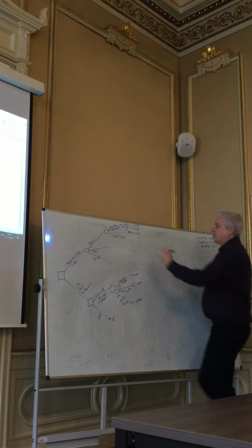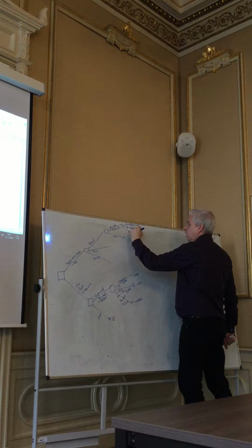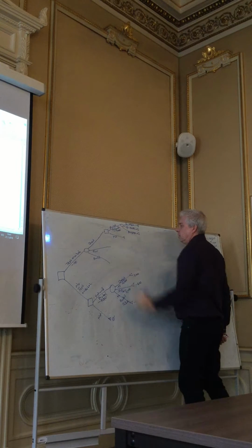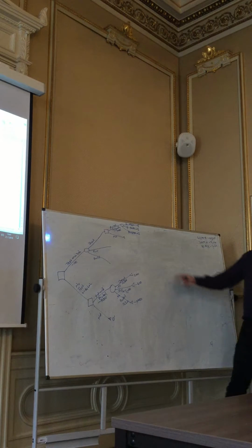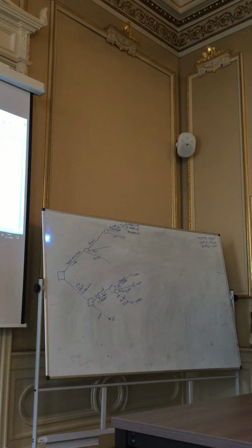Okay, and we know the payoffs here, right? 10,800, 5,400, 1620. We know this is minus 7,000, right? In essence, this tree up here is the same as this little branch down here.